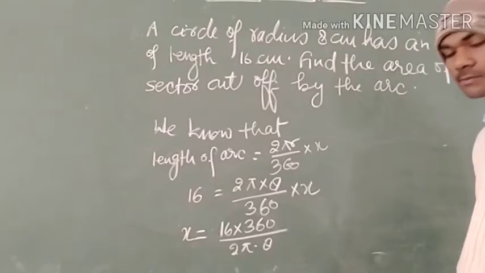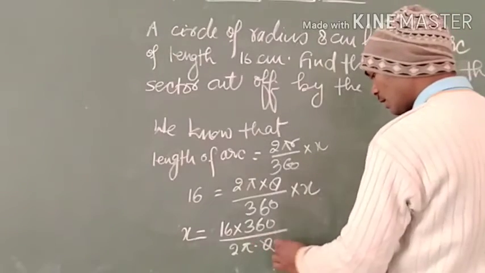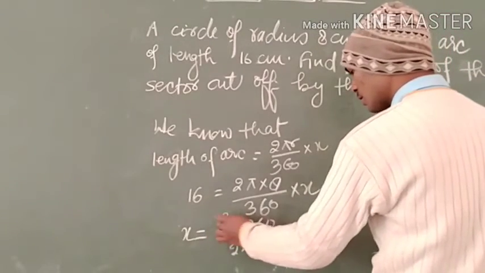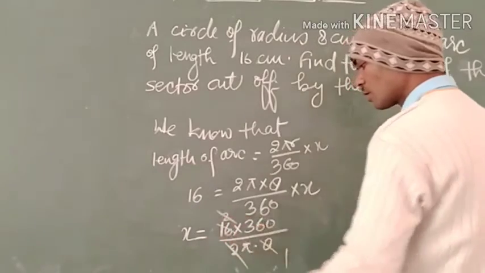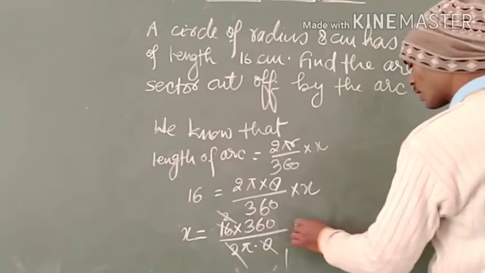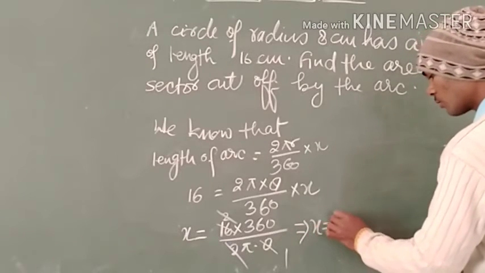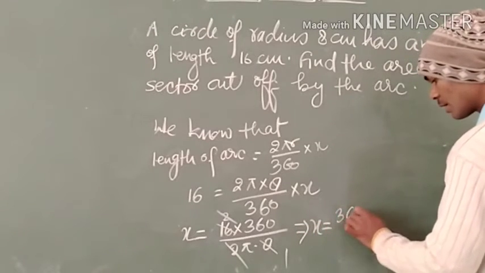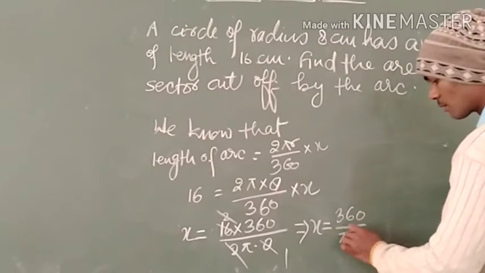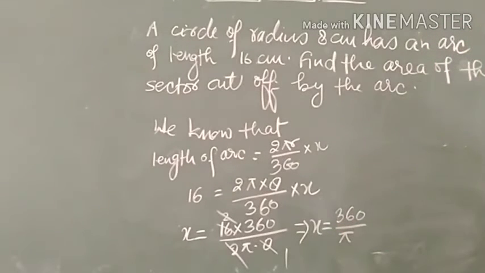Okay, 8 ones are 8, 8 twos are 16. 2 and 2 cancelled out. So here we get the value of x is equal to 360 upon pi. This is the value of the angle which is formed at the center, and it is called the central angle.